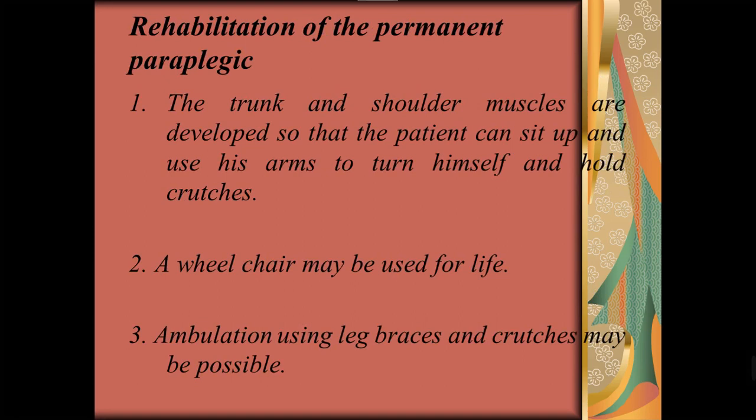Rehabilitation of the permanent paraplegic. The trunk and shoulder muscles are developed so that the patient can sit up and use his arms to turn himself and hold crutches. A wheelchair may be used for life. Ambulation using leg braces and crutches may be possible.